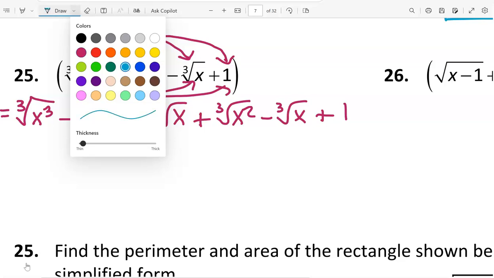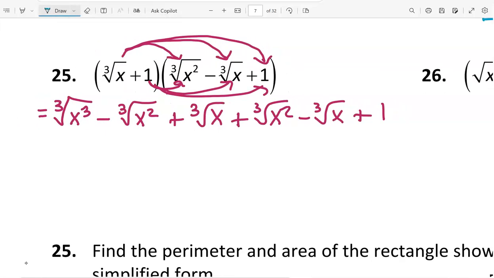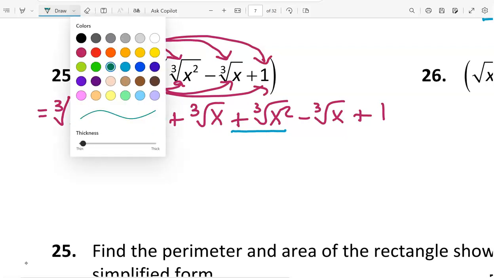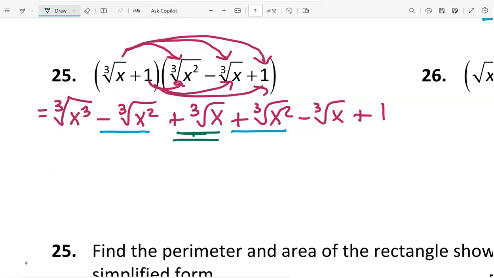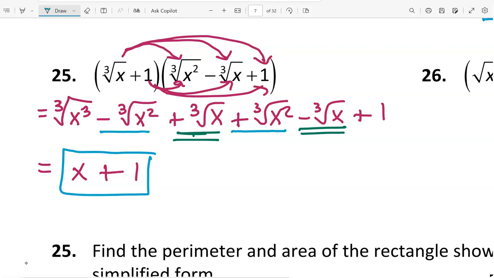Now we're going to notice that we have several like terms here. We have a negative cube root of x squared, and we have a positive cube root of x squared. Those add up to 0. We also have a positive cube root of x and a negative cube root of x. Those also add up to 0. So that means only the remaining terms need be simplified. The cube root of x cubed is x, and the last term is plus 1. So that's the final result. You might notice that this resembles the sum of two cubes factoring.